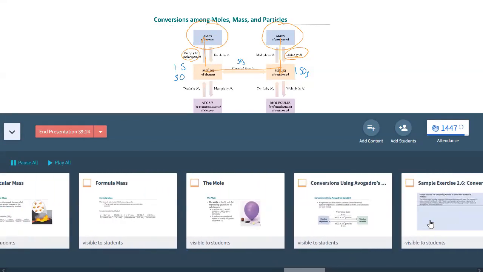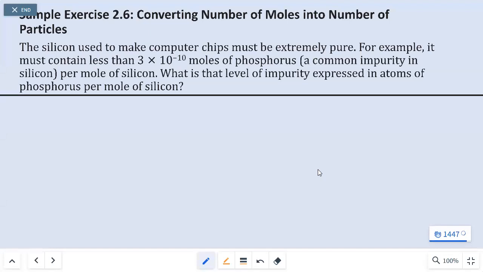So with all that being said, let's go back to this sample exercise here and try to tackle these calculations with that idea in mind. So we have silicon. In order to make silicon into computer chips, they have to be pure. They can contain no fewer than 3 times 10 to the negative 10th moles of phosphorus for every mole of silicon. What is that level of impurity expressed in atoms per mole of silicon?